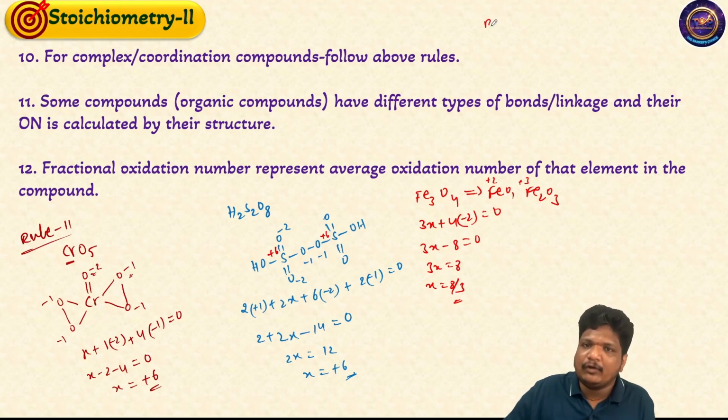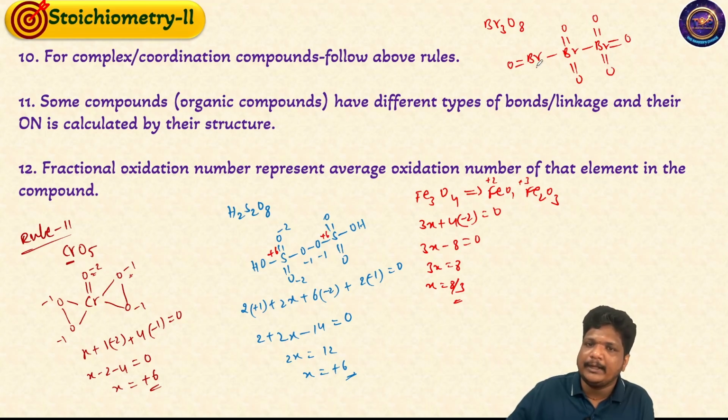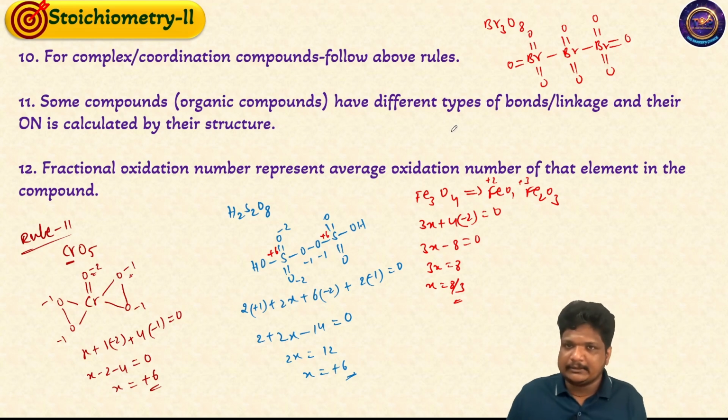Now if you observe Br3O8, if you observe the structure of Br3O8, there are a total of 3 bromines, and the middle bromine has a double bond O, double bond O, and 3 oxygens are bonded to the terminal bromine atoms. So this is the structure of Br3O8.